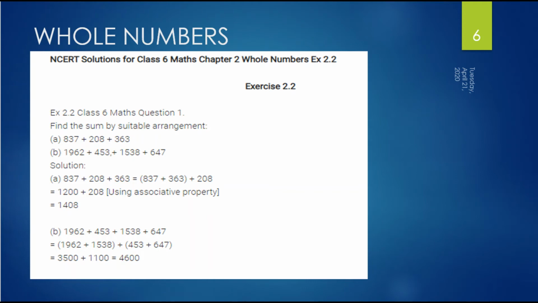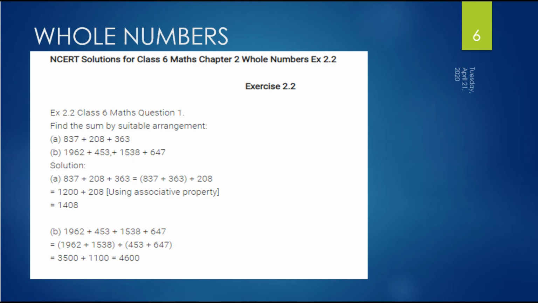Now we'll move to our exercise 2.2, in which the first question is: find the sum by suitable arrangement. Suitable arrangement means using the associative property. You can see here 837 plus 208 plus 363. We need to add the three numbers using a suitable arrangement. This question cannot be done just by writing the column method and adding all three.